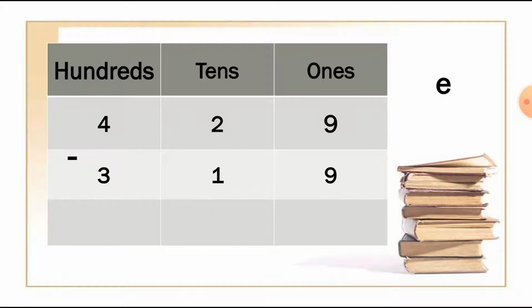Now let's move to the sum number E. 429 minus 319. So let's start subtracting the number with the ones column. 9 minus 9. So this is the equal number, so the answer will come 0. 9 minus 9 is equal to 0.